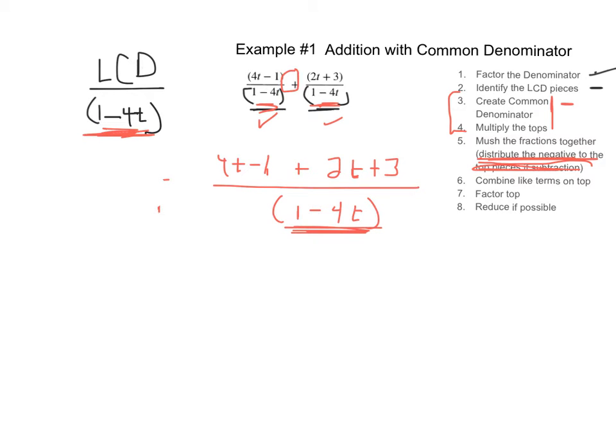Now, next step, combine the terms on the top. So now we're combining like terms. So the 4t and the 2t, that's 6t.